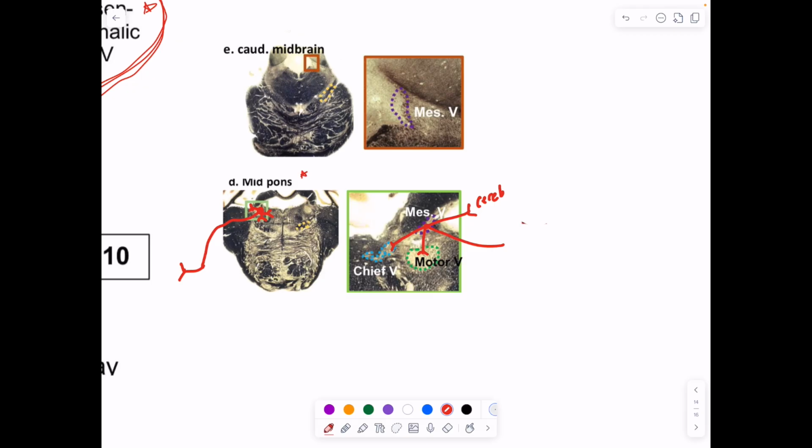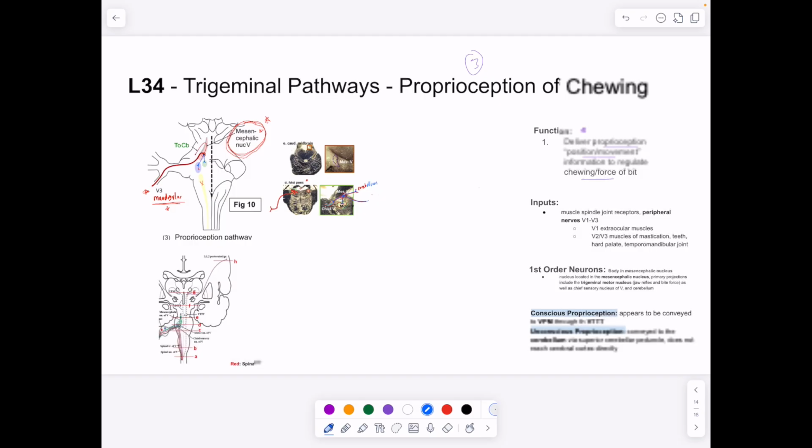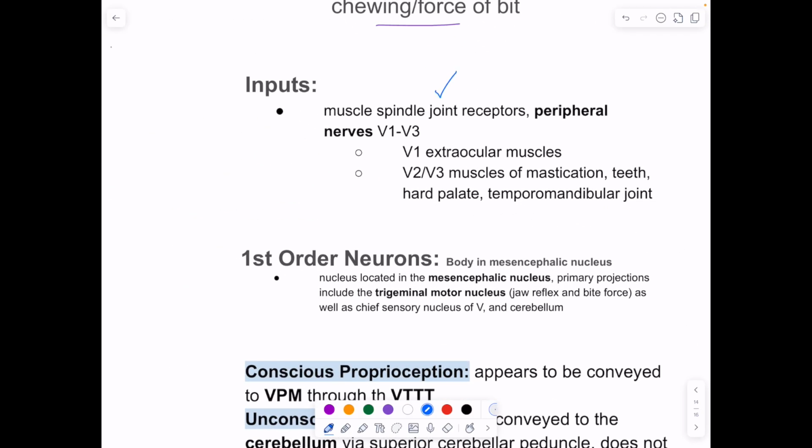Well, here's the mid-pons, right? Here's the 4th ventricle, so there must be pons. And then on this side, here we have the nuclei of 5: here's the chief nucleus of 5, here's the motor nucleus of 5, and here's the mesencephalic nucleus of 5. So the first order axon is going to come in, and its cell body is right here, and then it's going to send out axons to the chief nucleus of 5, the motor nucleus of 5, or up to the cerebellum.